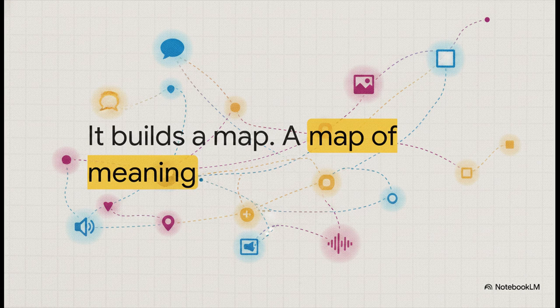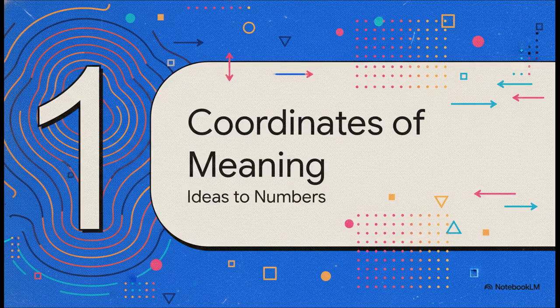Just imagine that for every concept out there, the AI builds this huge, incredibly detailed map. A map where every single word, every sentence, even every image has its own specific location. It's quite literally a map of meaning. Okay, so if we've got a map, every spot on that map needs coordinates, right? You need a way to pinpoint its exact location.